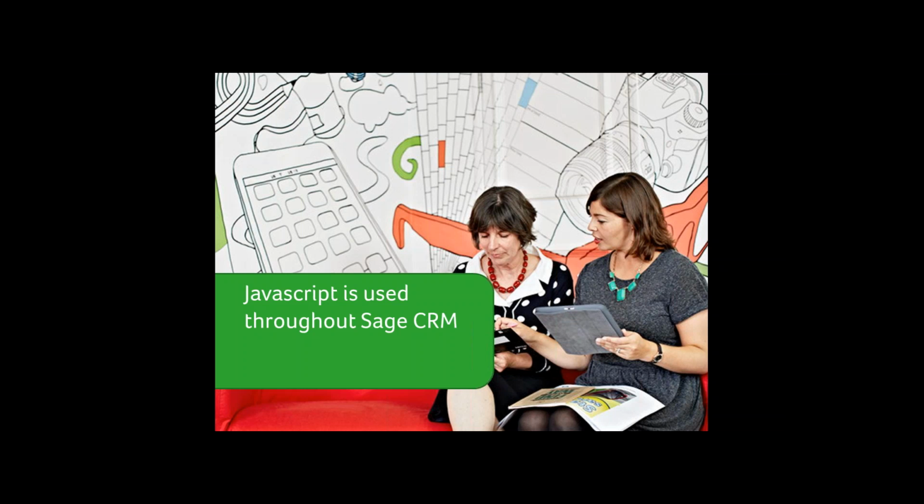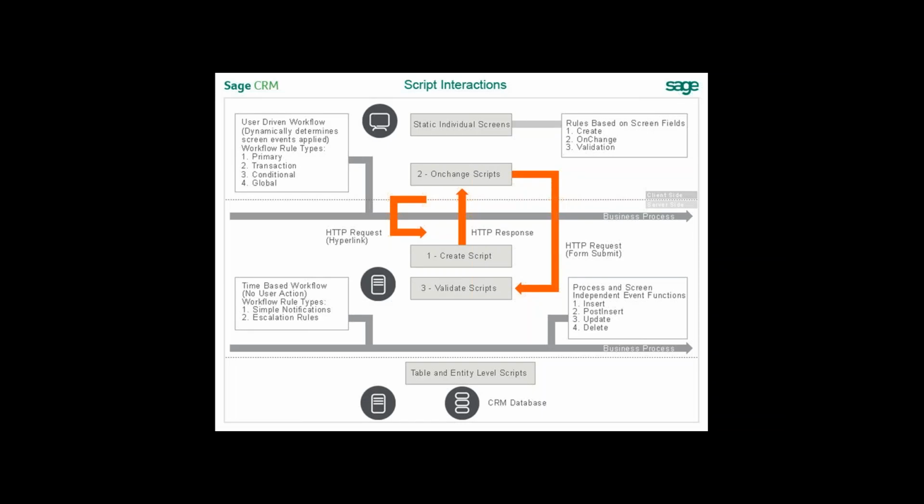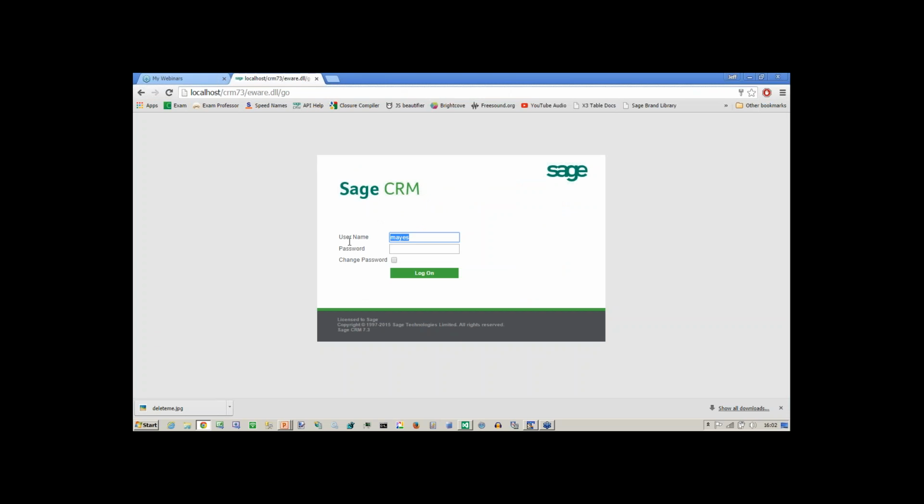So JavaScript is used throughout Sage CRM, and this is a diagram that we're going to be meeting again and again. It's really all about reminding us that what we're using is a browser-based application: as we make a request from the browser, there are events occurring inside the server that cause the HTML of the interface to be generated and returned to the browser.